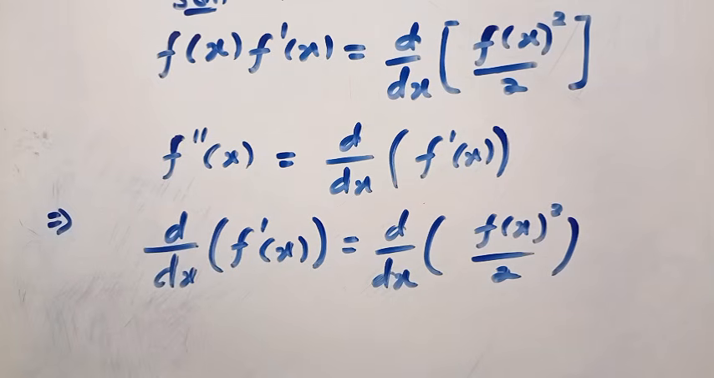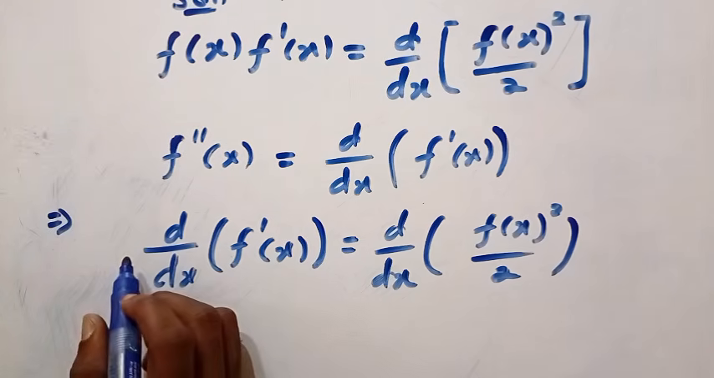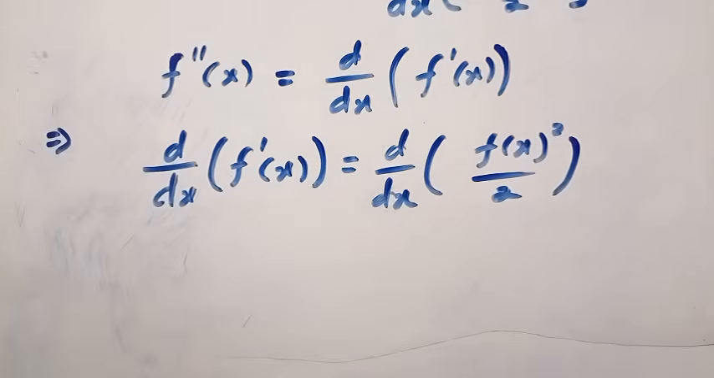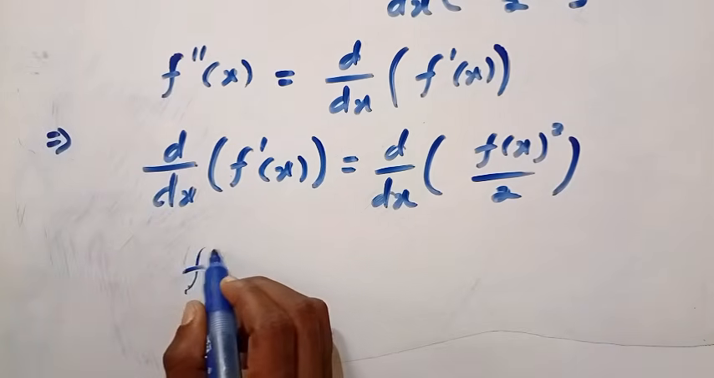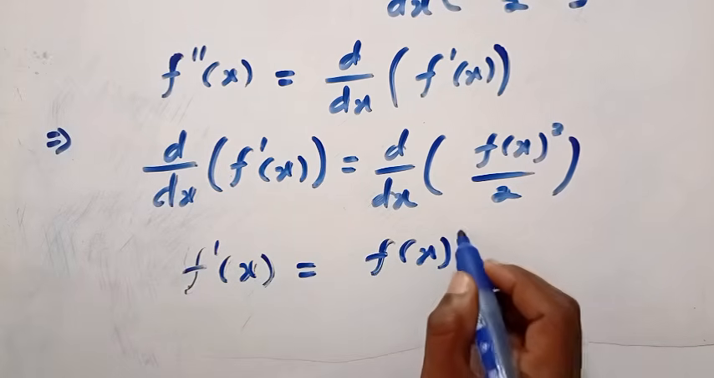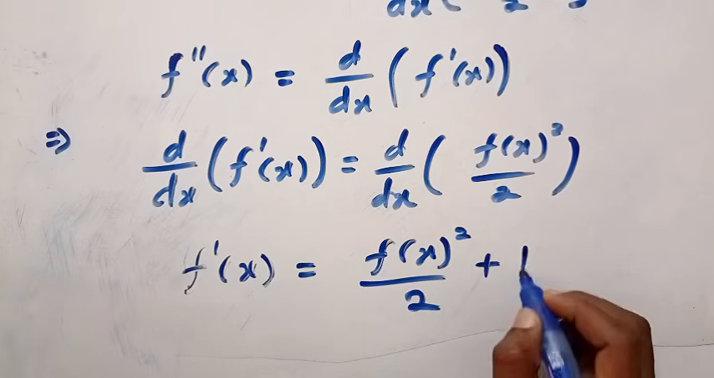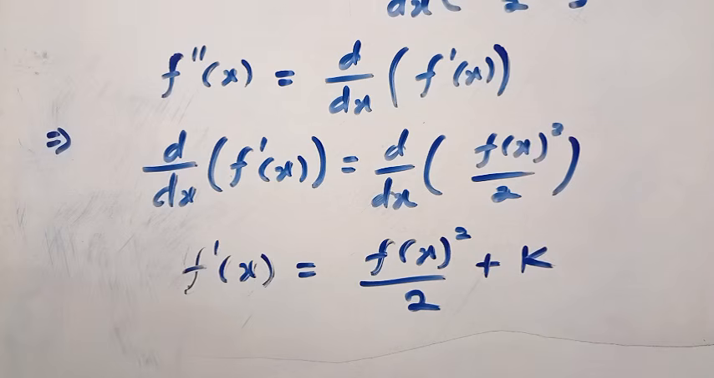Taking the integral of both sides is the second step. By integrating both sides, the derivative and integral cancel each other, and we have f prime of x equals f of x squared divided by 2. This is what we have. But since we have integrated, we are going to have a constant value attached to this. Our focus is that we want to get f of x.